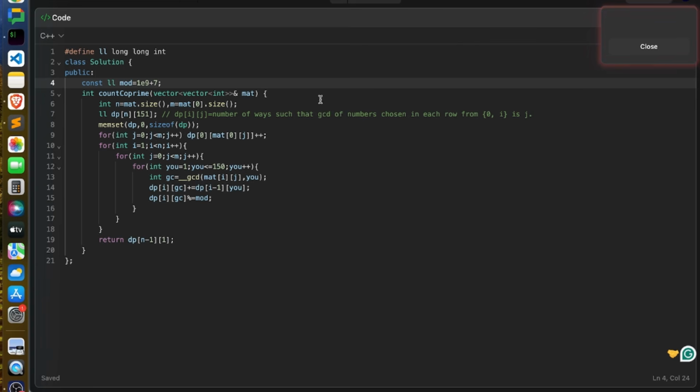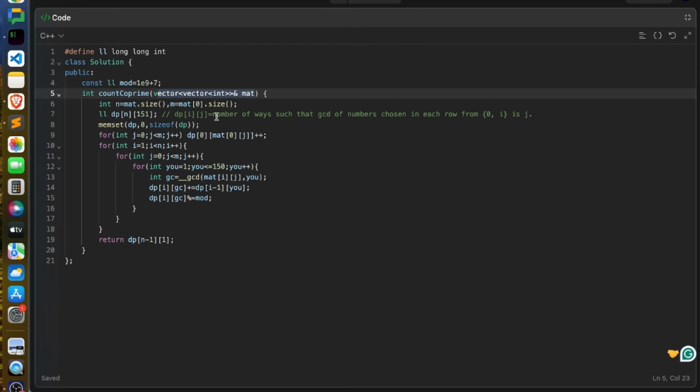Let's look at the code now. This is the code of the fourth problem. So we are given this matrix, right? This is my number of rows. This is my number of columns. Now I have built a dp of n by 150 because your GCD can go only up to 150, because the number is only up to 150. And we know the definition of dp of i j. Please check out the explanation part, and if you still feel any kind of difficulty to understand, please write a comment. I'll explain to each one of them in the comment, right? If you have any problem to understand.